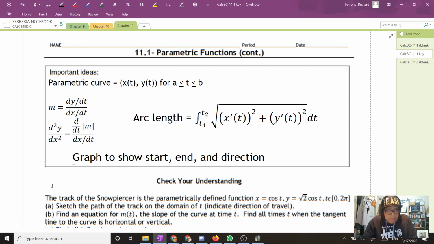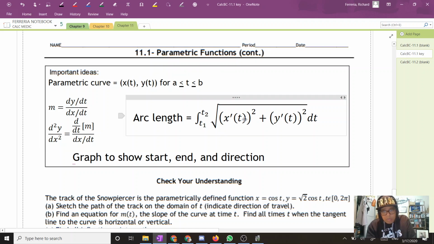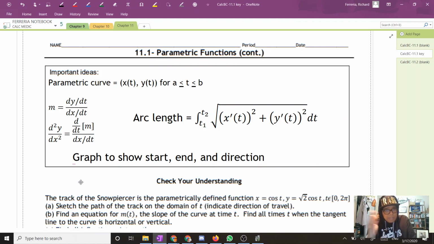For an independent variable t somewhere between a and b, we've got the idea of slope being dy/dt over dx/dt. Here's that equation for the second derivative, and here's the equation for arc length. As we graph, we need to show start, end, and direction. You can pause it here if you want to take all that down. Of course, you know what to do.